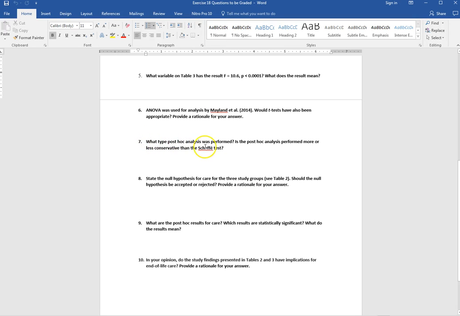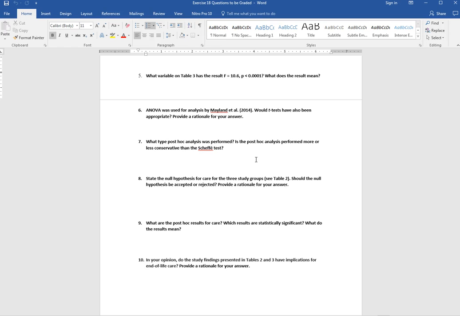Number 7, what type of post hoc analysis was performed? Is this post hoc analysis performed more or less conservative than the Scheffé test? So you just need to look in the text and see what they performed. And what they performed was the Tukey, and they looked at the Tukey honestly significant difference test, also abbreviated HSD.